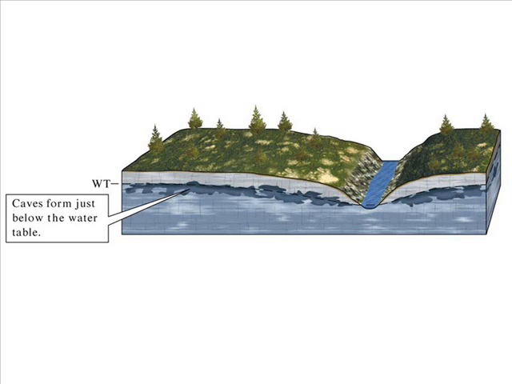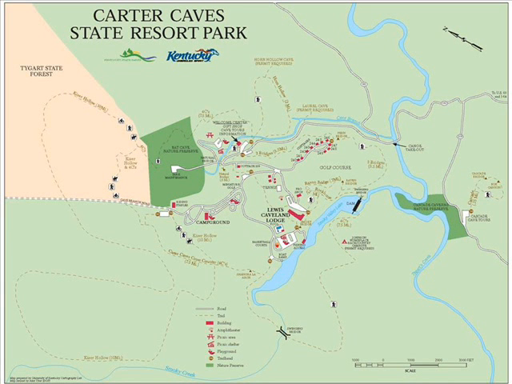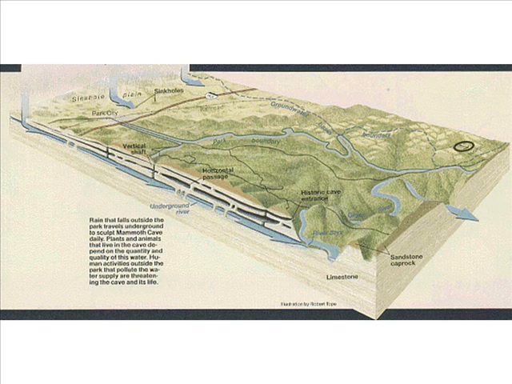The level of the water table in a cave-forming area is going to be controlled by the presence of a local stream. Okay? For Carter, that stream is, depending on which part of the park you're in, either Cave Branch or Tiger Creek. For Mammoth, it's the Green River. For the caves on Put-in Bay, it's actually Lake Erie.